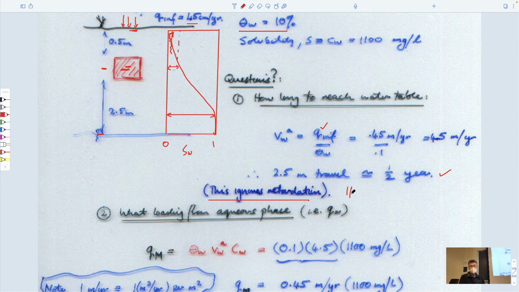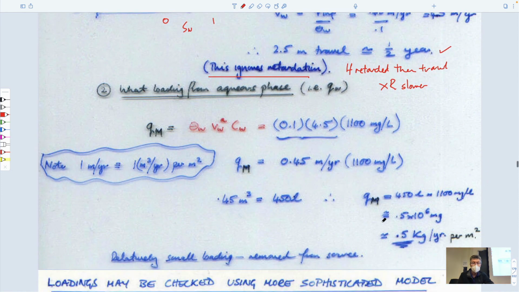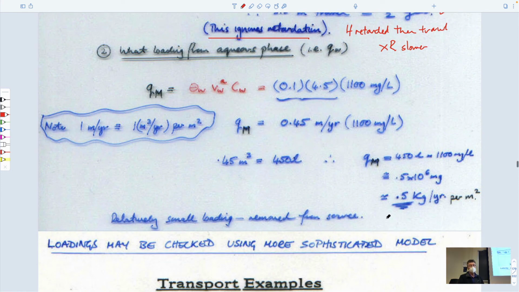So if retarded, then it travels R times slower. So if it was a retardation factor of 2, it would travel 2.25 meters a year. If it was a retardation factor of 4, it would travel 1.125 meters a year, etc. You can work that out. And so if you know the retardation factor, you can calculate that out.